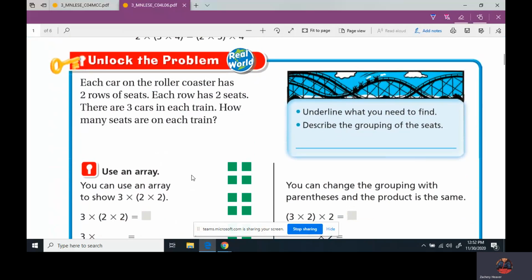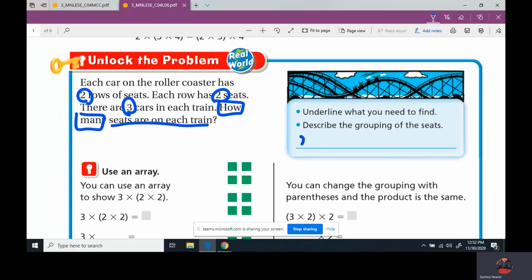So let's look at this. It says each car on a roller coaster has 2 rows of seats. Each row has 2 seats. There are 3 cars in each train. So they have 2 rows of seats and 2 seats in each row, and there are 3 cars on each train. How many seats are on the train? It says underline what we need to find. Well, we circled it. And it says describe the groups of seats.